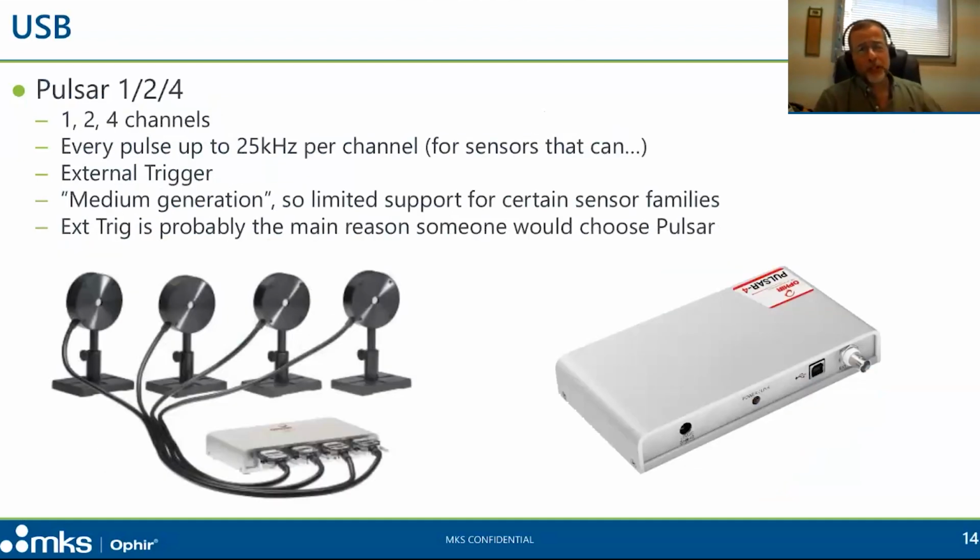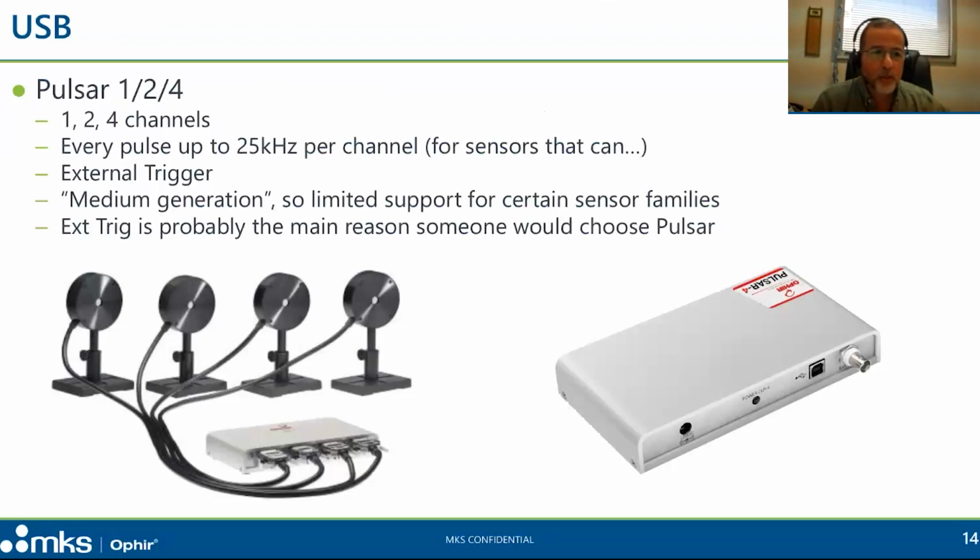Okay, another older generation USB-based virtual meter is something we call the Pulsar. Pulsar is actually a family of virtual meters. The reason there's a family is because there are three models: a 1-channel, a 2-channel, and a 4-channel Pulsar. The Pulsar can capture and measure every pulse, when using an energy sensor that itself can measure every pulse at these rates, at up to 25 kilohertz per channel.